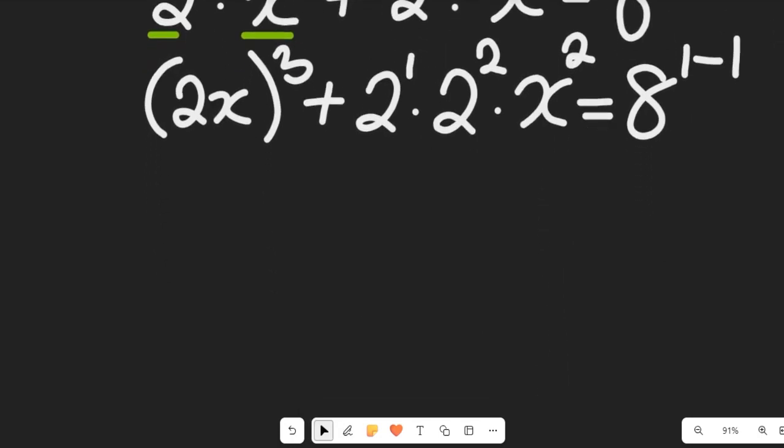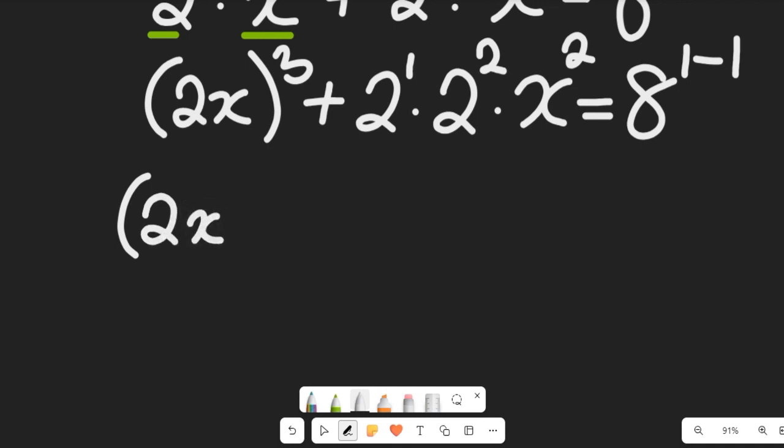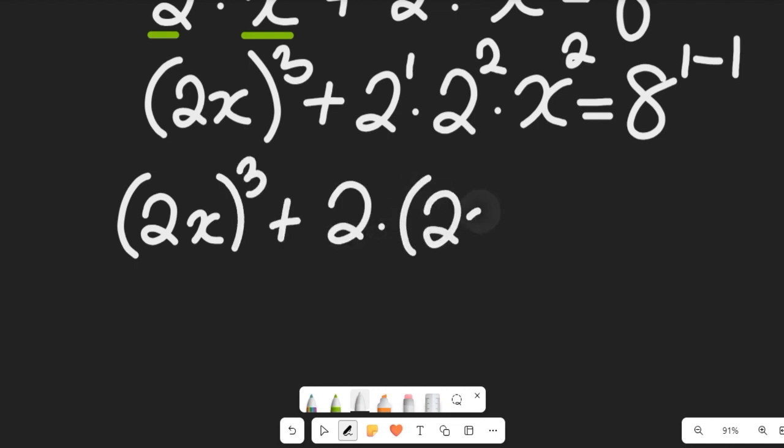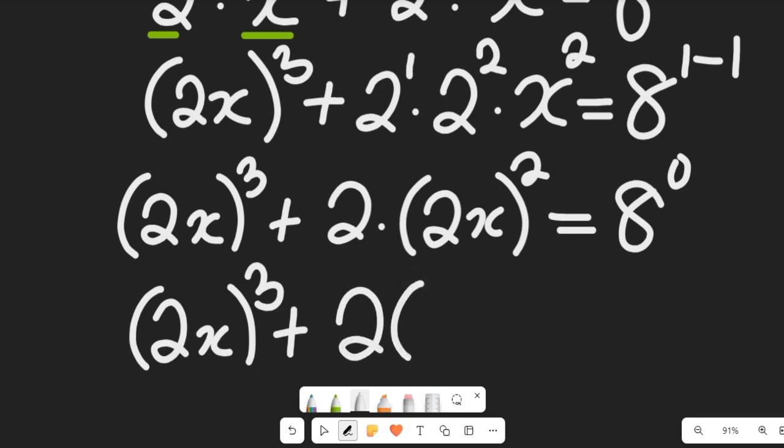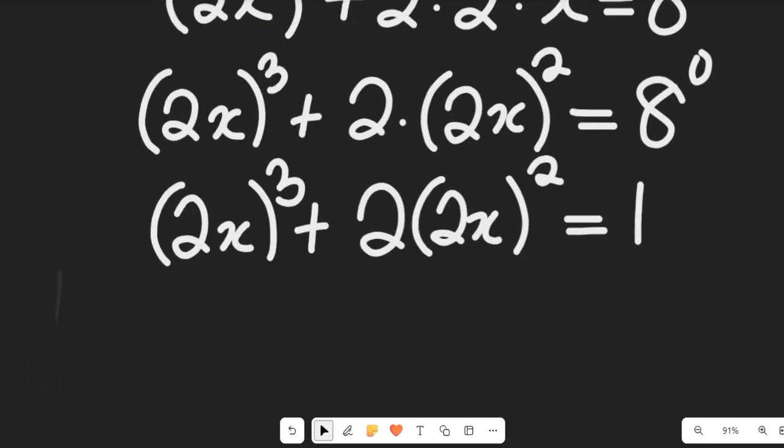In the next step, we're going to consider bringing that other part together. This would be 2x to the power of 3 plus 2 multiplied by 2x, since they both have square as an exponent, and this would be equal to 8 to the power of 0. Great. So we're going to have this become 2x to the power of 3 plus 2 multiplied by 2x to the power of 2, and this would be equal to 1, because 8 to the power of 0 is equal to 1.